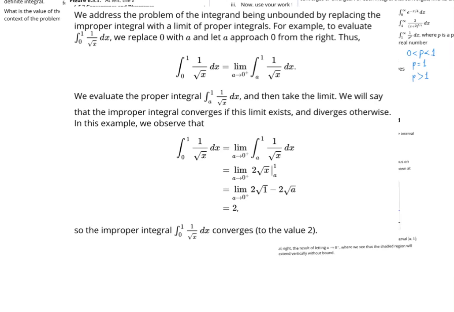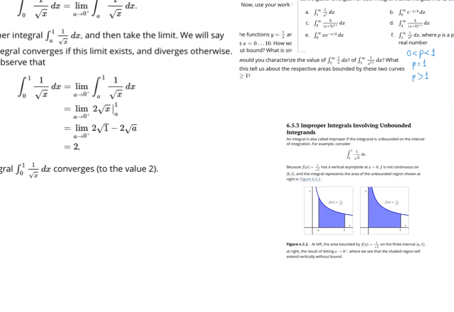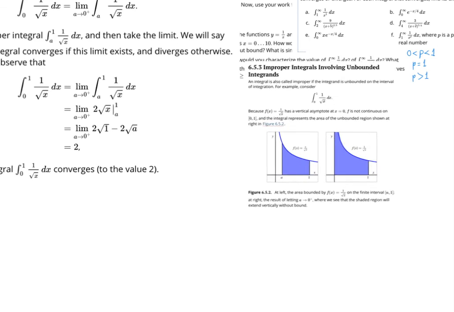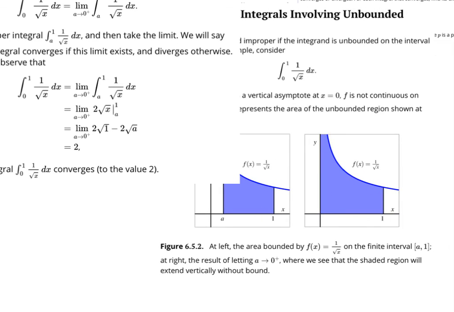So again, what this is saying is that this area is finite. This area is actually equal to the number 2, which is kind of crazy if you think about it. Why should it be 2? Something so simple. But that's the way it turns out.